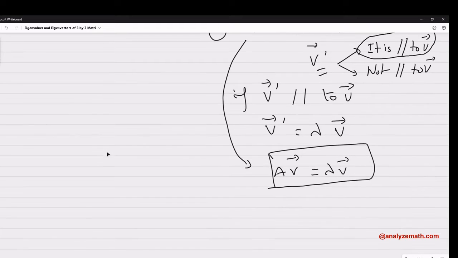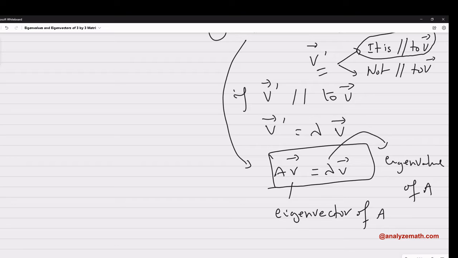Now in this situation, if we can find these v's and lambdas, v is called the eigenvector of matrix A, and lambda is called the eigenvalue of, again, matrix A. So this is a quick definition of eigenvalues and eigenvectors.